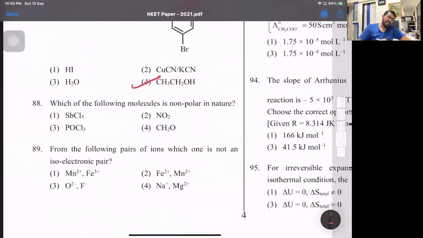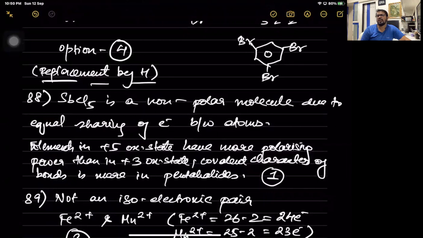Then 88, which of the following is non-polar in nature? That's nothing but antimony pentafluoride. Now, why is it antimony pentafluoride? Because look here, 88-1, it's non-polar due to equal sharing of electrons between the atoms over there. And elements in plus 5, we all know they have more polarizing power than plus 3. So the covalent character of the bonds is more in penta halides. That's why, as you know, antimony pentachloride is going to be what we can call non-polar in nature. So 88 is 1.